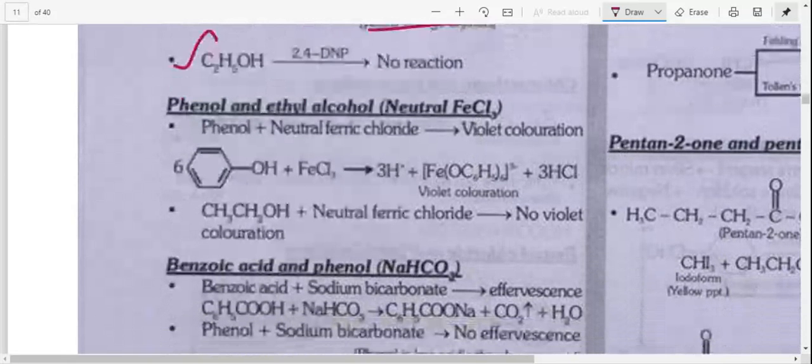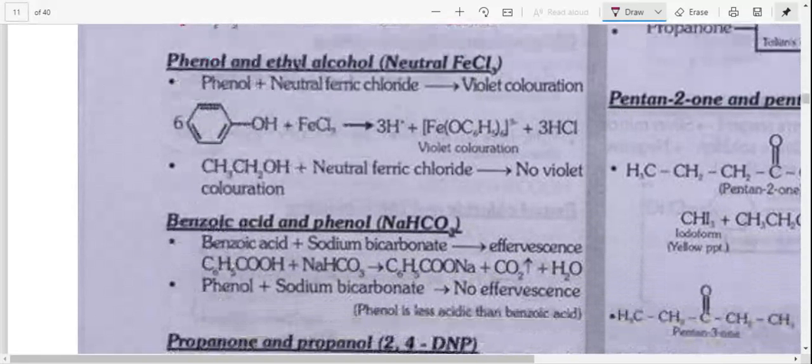Next is phenol and ethyl alcohol. How will you distinguish? We have already studied phenol, when reacted with FeCl3, it gives violet coloration. If you have watched part 1, it will be easy for you. Ethyl alcohol when reacted with FeCl3 gives no violet coloration. Only phenol gives violet coloration in FeCl3. Ethanol cannot give violet coloration.